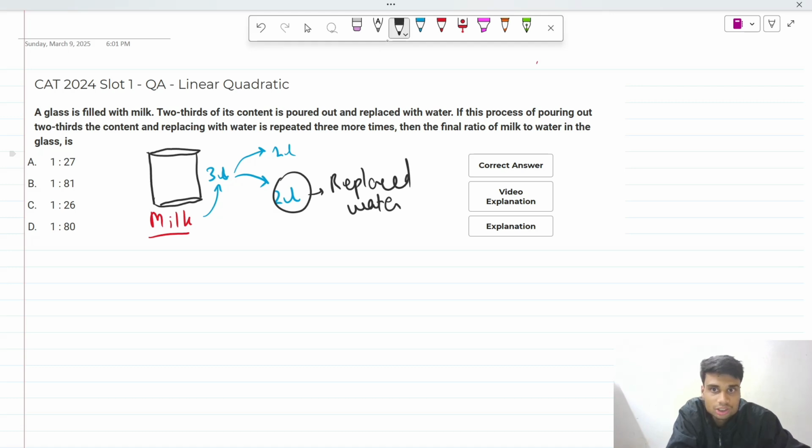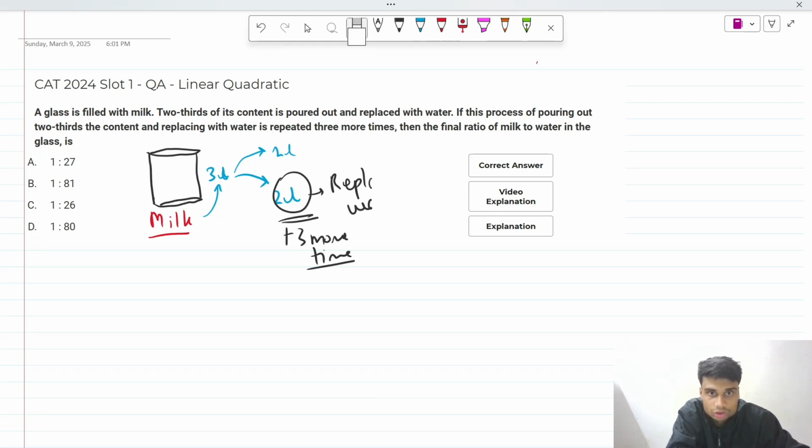Now it's given that this process of pouring out two-thirds of the content and replacing with water is repeated 3 more times, that means this is done one time and it's also repeated 3 more times. So the question asks for the final ratio of the milk to the water in the glass.